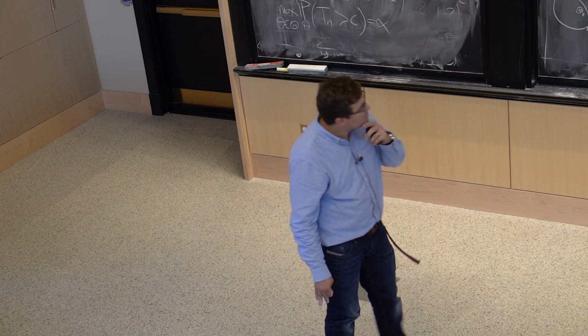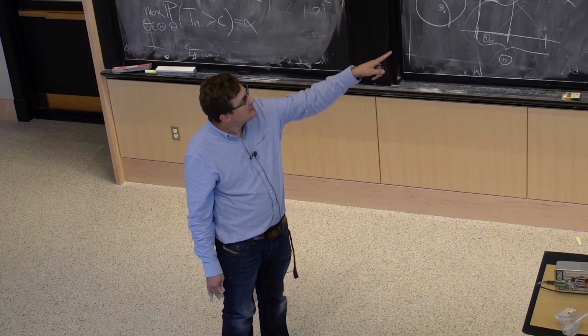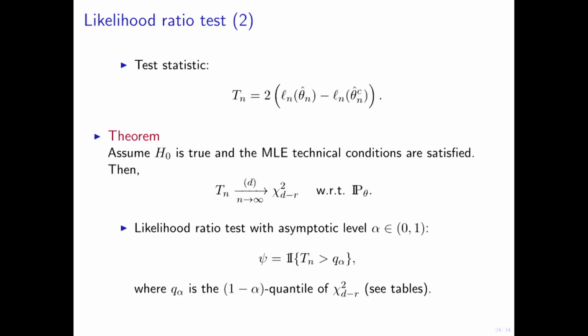OK, so here, Q alpha. What I need to know is that if H0 is true, then Tn, in this case, actually converges to some chi-square distribution. And now here, the number of degrees of freedom is kind of weird, right?